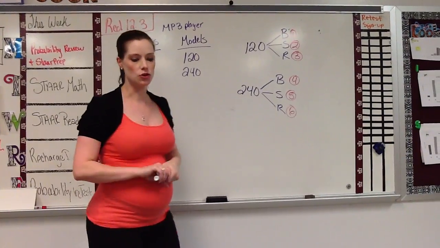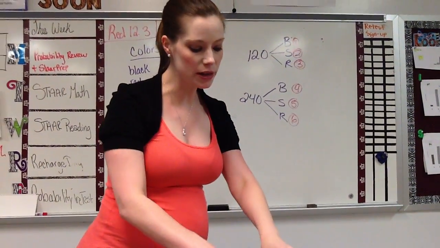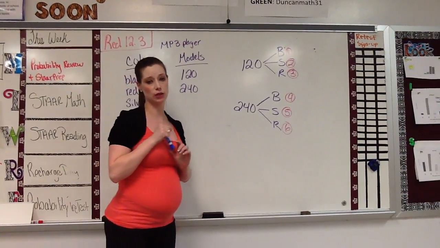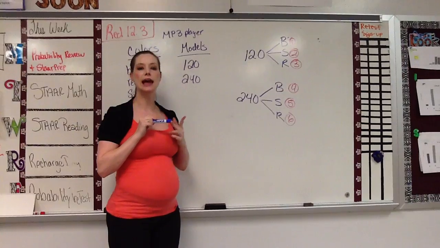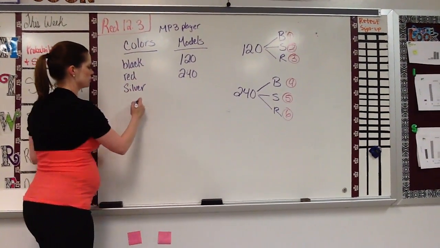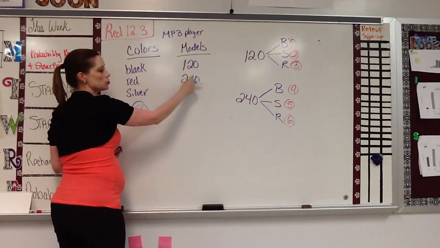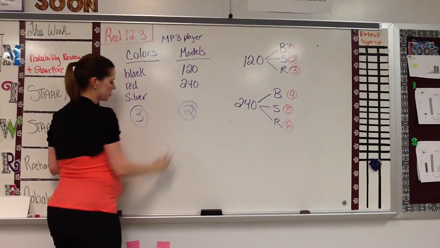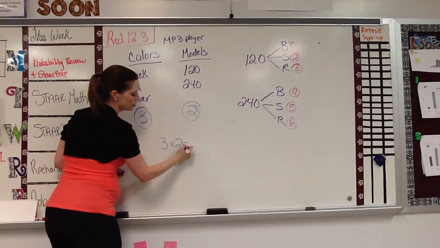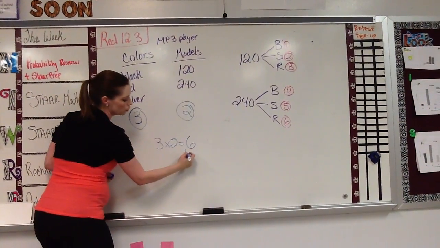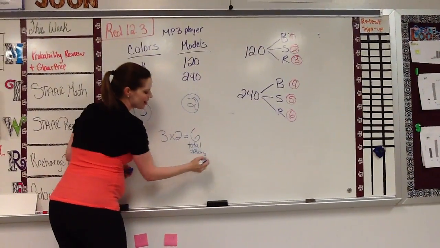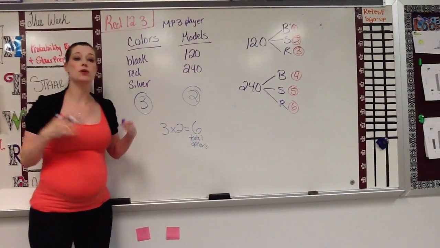The next option that you could have used was the fundamental counting principle. Add that to your vocabulary. Fundamental counting principle, which tells us there were 3 colors and there were 2 models. Therefore, I can take those 2 numbers and multiply them together, and that's going to give me the total options. This method is a lot better to use when you have a lot of options.